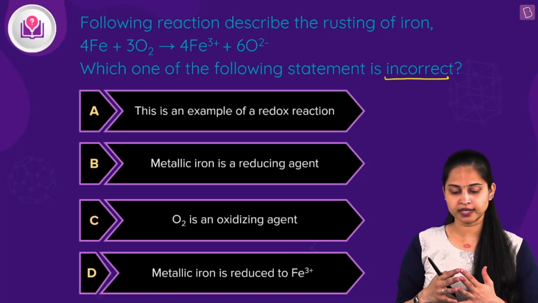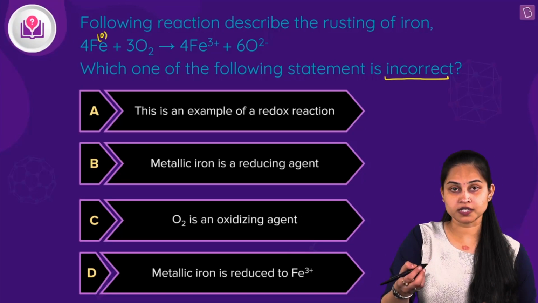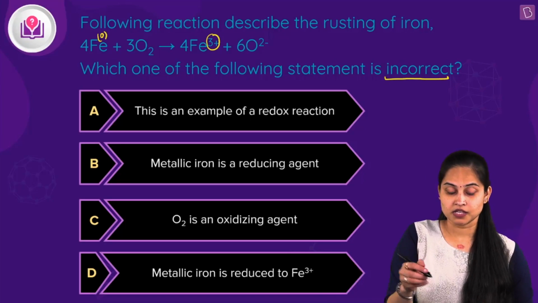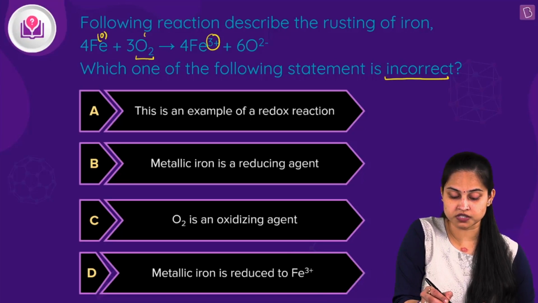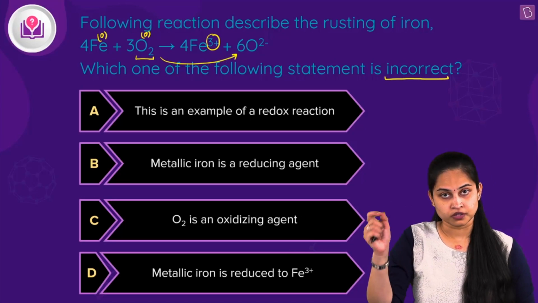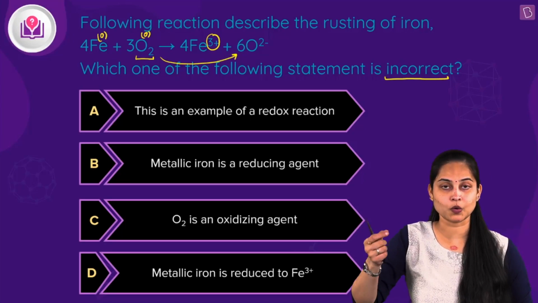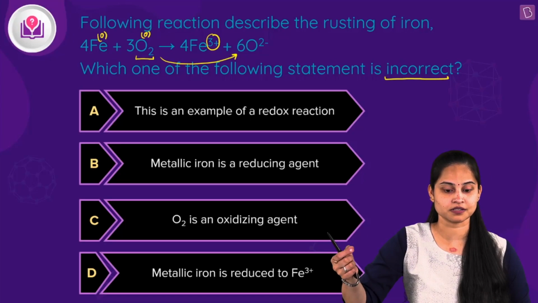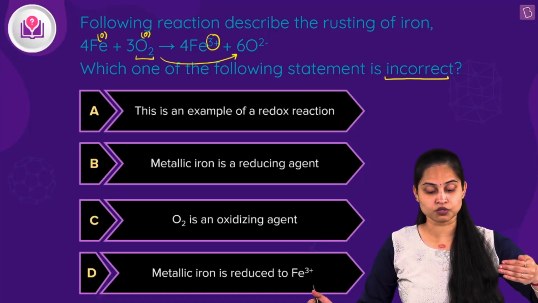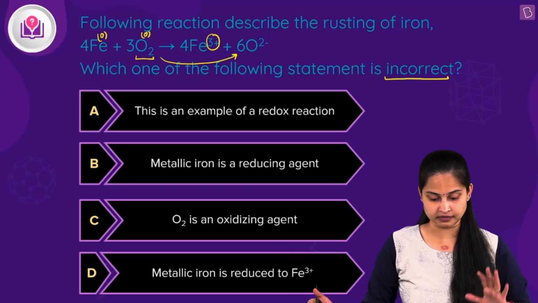How come? Over here, the metallic iron, which is in free state, is getting oxidized to +3 oxidation state, as well as oxygen, which is in 0 oxidation state over here, is getting reduced to the oxidation state -2. So this is an example of redox reaction wherein oxidation and reduction are taking place simultaneously. Okay, so basically iron, Fe, metallic iron, is oxidized to Fe3 positive and oxygen is reduced to O2 negative.